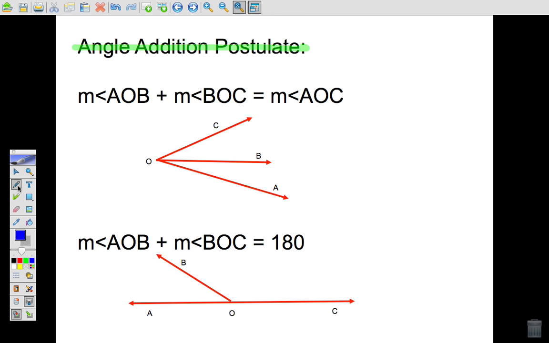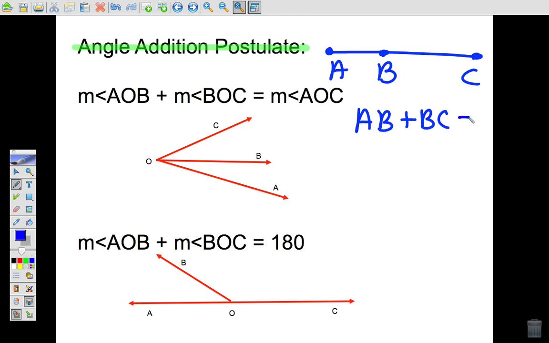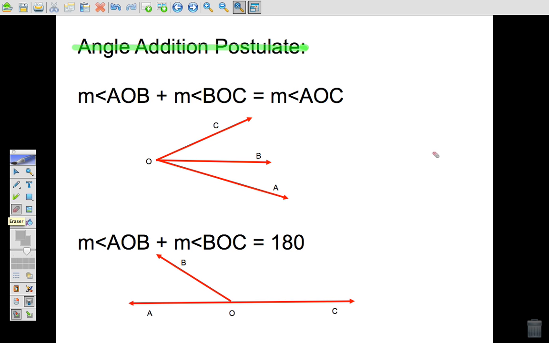Now, remember we've already had the segment addition postulate, which says that if I have a segment and I have three points on that segment, we say that AB, the distance from A to B, plus the distance from B to C equals what? The whole distance from A to C. That's the segment addition postulate, because it deals with a segment. Well, what do you think the angle addition postulate deals with? And if you said angles, that's correct.